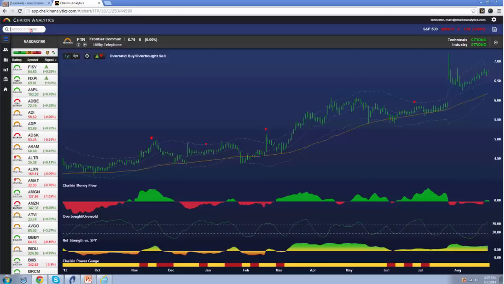Question, this is more of an application question. Kim is asking, how does this interface with my current trading platform? For example, Kim uses TradeMonster.